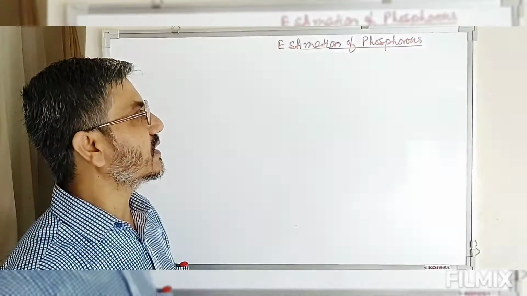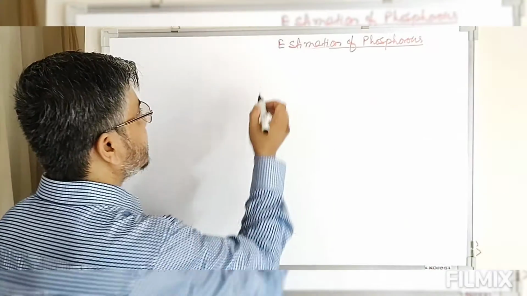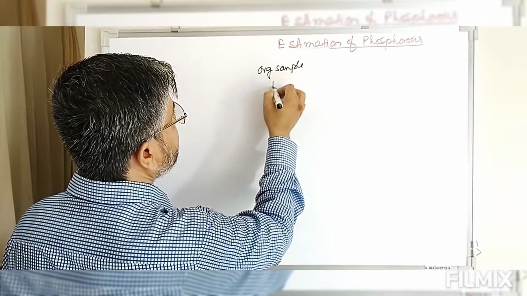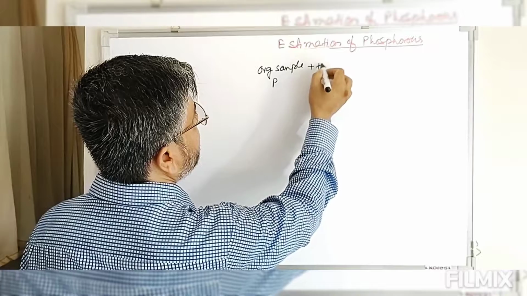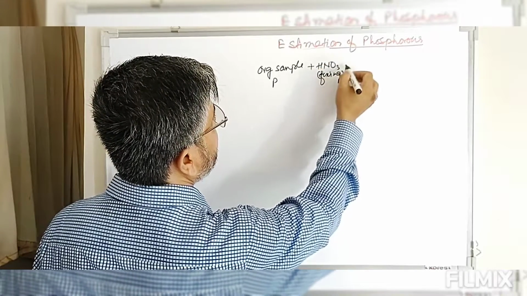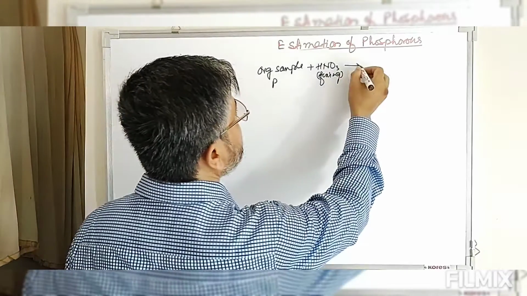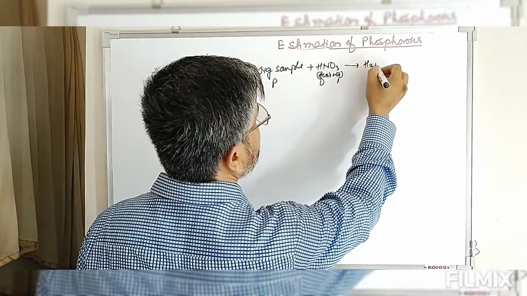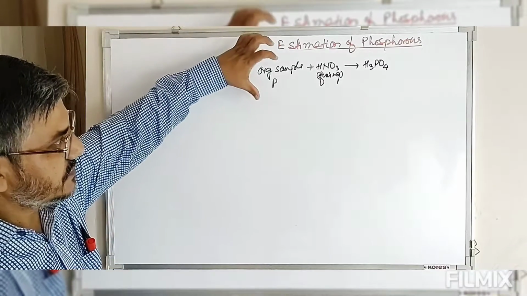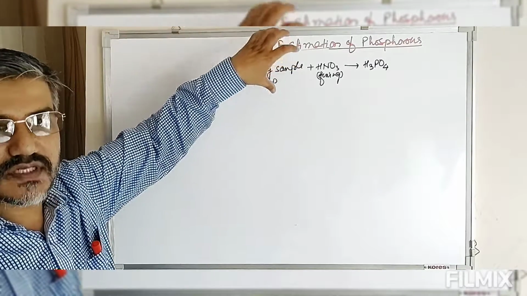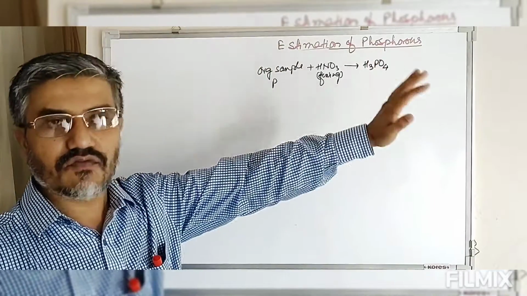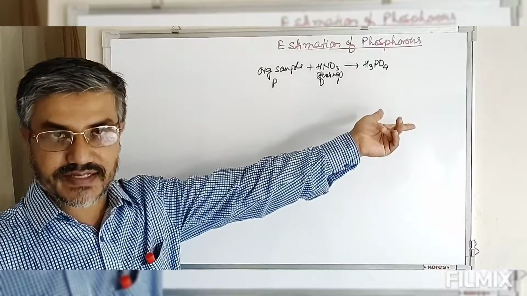Now we have this organic sample containing fuming nitric acid, assuming that it contains phosphorus. On reaction with fuming nitric acid, that is concentrated nitric acid, this phosphorus is converted into phosphoric acid, H3PO4. So all the phosphorus which was present in the organic sample is now oxidized to give phosphoric acid, that is, phosphate ion is formed.